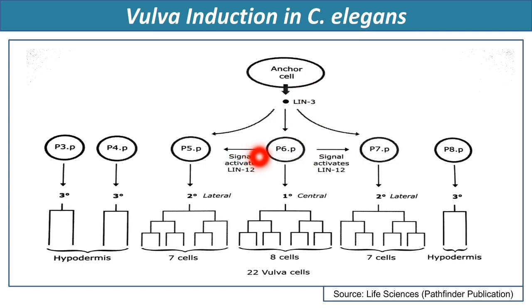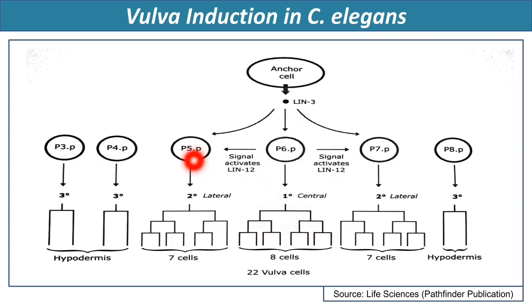Those VPCs nearest to the anchor cell will receive a high amount of lin-3 as compared to the far ones. So here P6.p is present near the anchor cell, so it will get higher lin-3 protein. Remember that the cell getting high lin-3 protein from the anchor cell will develop into the primary or central cell. So P6.p will form the primary or central cell and later divides to form 8 new cells.